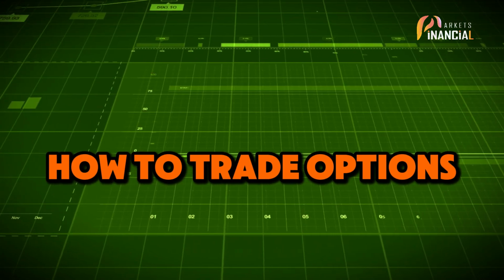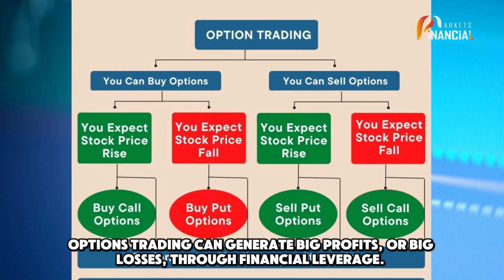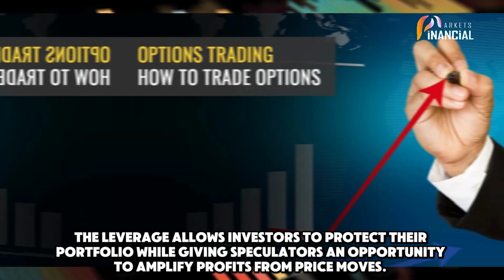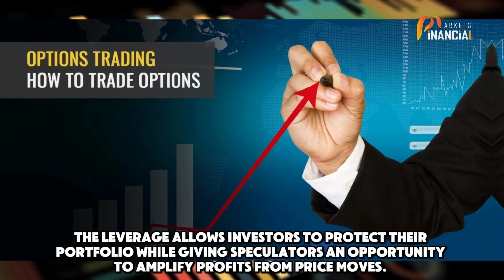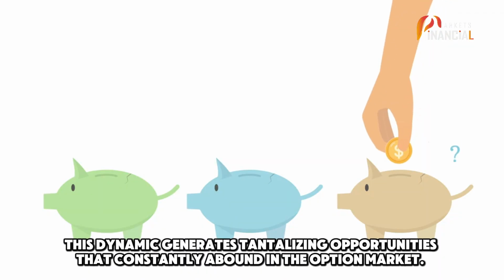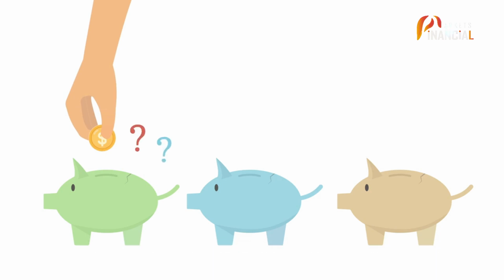How to trade options. Options trading can generate big profits or big losses through financial leverage. The leverage allows investors to protect their portfolio while giving speculators an opportunity to amplify profits from price moves. This dynamic generates tantalizing opportunities that constantly abound in the option market.